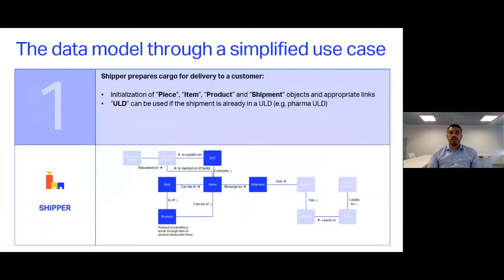So to go into this use case, the first step, as the shipper prepares the cargo for delivery to a customer, we have highlighted the elements in the data model that should be either created or updated at this stage. Meaning that for this first step, the shipper should be responsible for initiating the piece, item, and product objects if they do not exist already. The product in most cases should be already existing, and also the shipment that represents all the pieces that are supposed to be shipped. In specific cases, when you have a ULD that exists from the starting point, for example, a pharmaceutical ULD, the ULD element, of course, can be used, will be linked to the pieces, and will be updated throughout the whole use case.